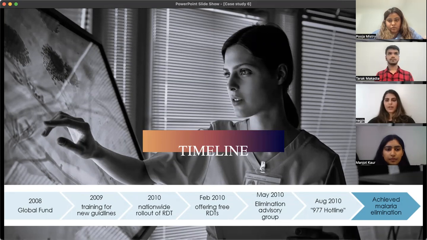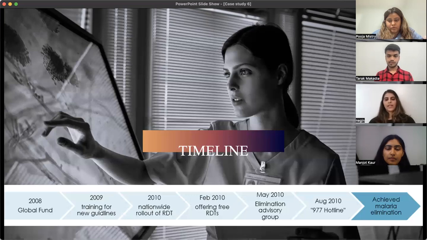Then the nationwide rollout of RDT in both public and private health facilities was initiated in 2010. Later in February 2010, all private and public health facilities throughout Swaziland began offering free RDTs. And then in May 2010, the Swaziland Malaria Elimination Advisory Group was established to provide technical expertise and guidance for the elimination.